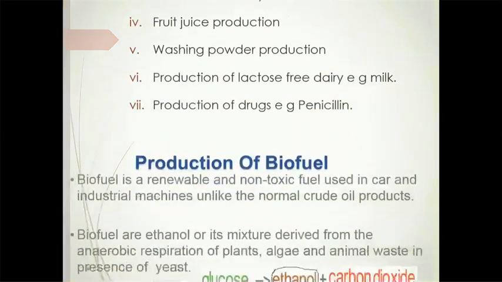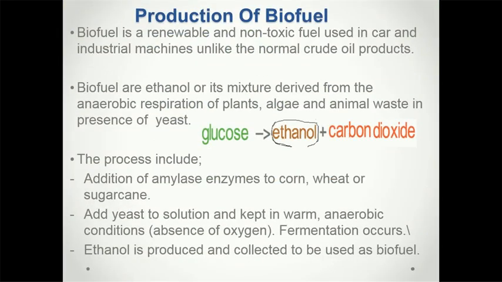The first thing we are looking at is production of biofuel. Now, biofuel is a renewable and non-toxic fuel that is used in cars and industrial machines. Unlike normal crude oil products such as kerosene and petrol, biofuel is non-toxic and it is renewable, while petroleum or crude oil is not renewable and it is toxic. And that is why there is need for another source of fuel, and that is biofuel presently.